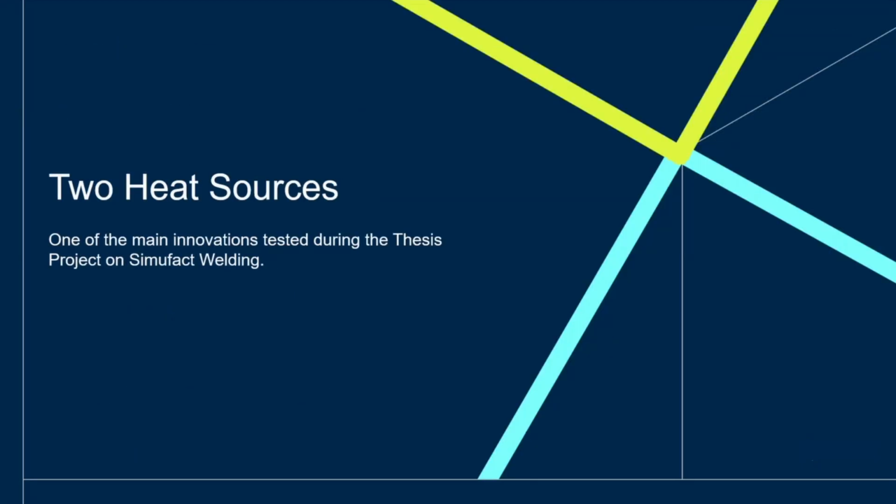The use of a double heat source instead of a single heat source is one of the main innovative aspects of my friction stir welding simulation. Since it has been the first time that a double heat source has been implemented in a simulation inside Simufact Welding software, I dedicate the following slides to explain the reason behind this choice.